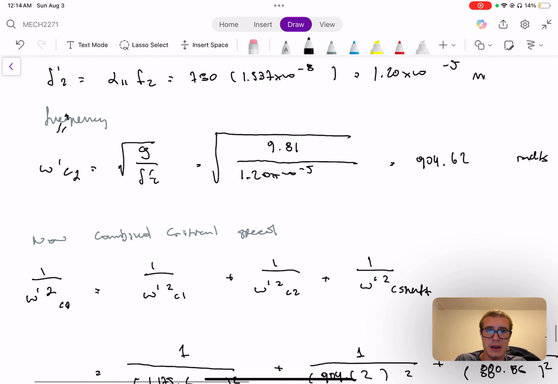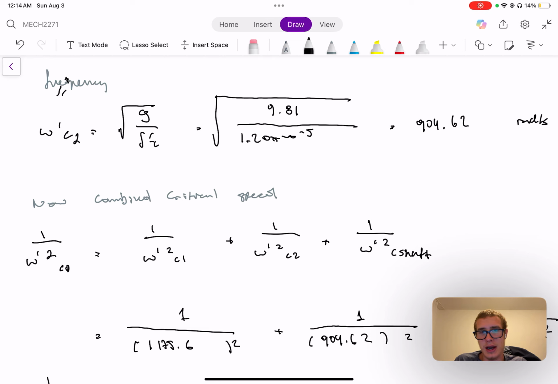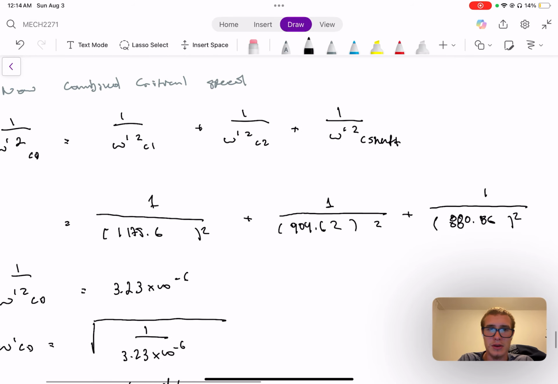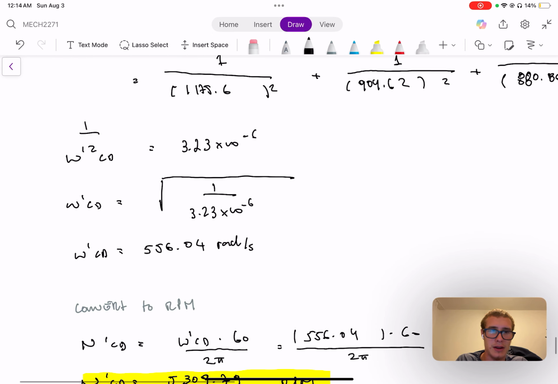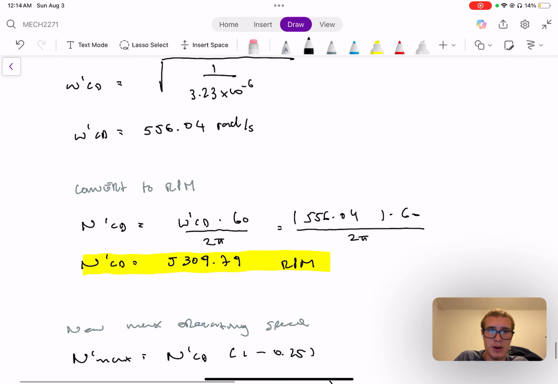And now the speed of the shaft should be constant, the same. So you plug them in, you equate all of them, you square it and take the reciprocal of it, and you get the critical speed. The new critical speed is 556. Convert to RPM, same thing. You multiply by 60 divided by 2 pi.